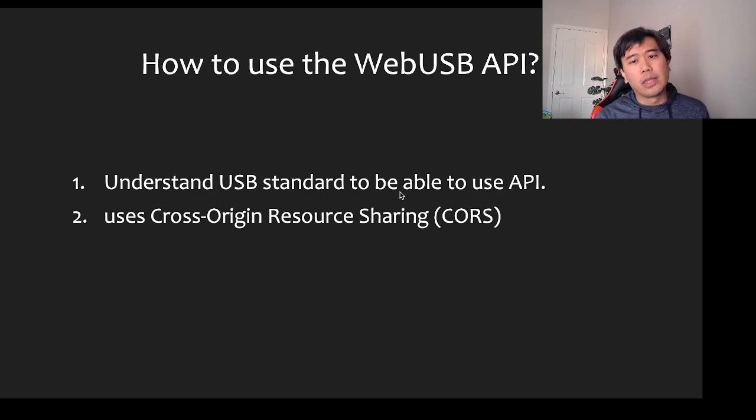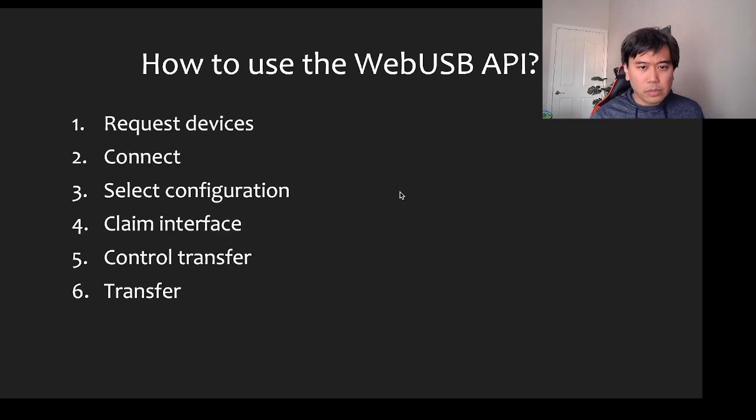So how would you use the webUSB API? First, you have to understand how to use the USB standard, and then of course cross-origin resource sharing to filter out what can and can't connect to that USB. First, request the device, then you connect, then you select the configuration, then you claim the interface, then you control the transfer, and then you can start transferring data back and forth. It's a little bit more complicated than the other ones we've had, webBluetooth and webUSB.